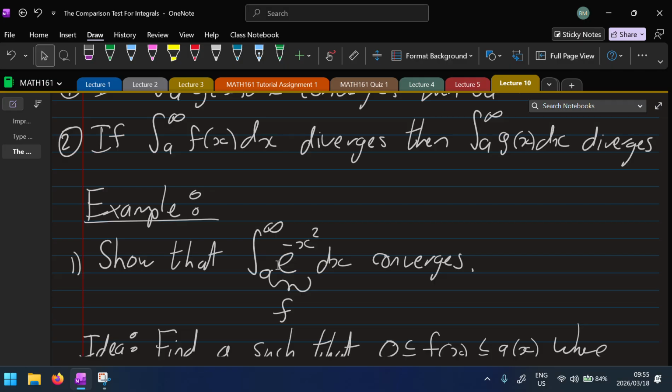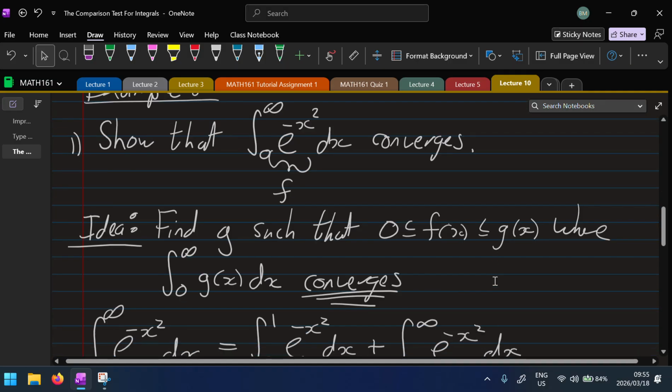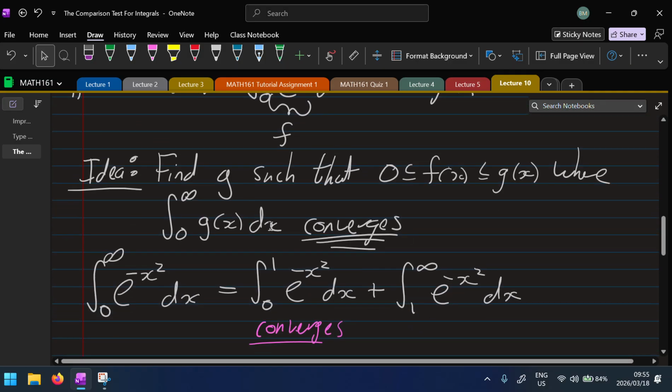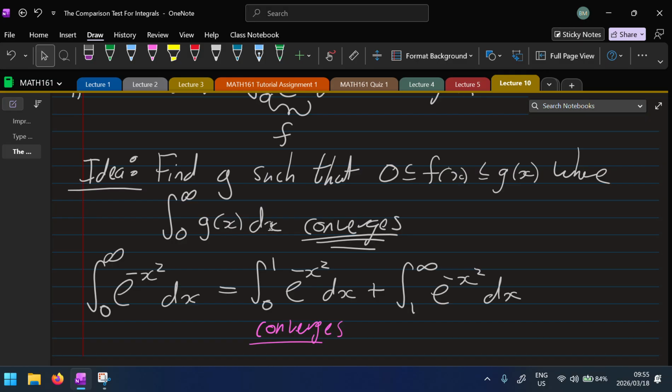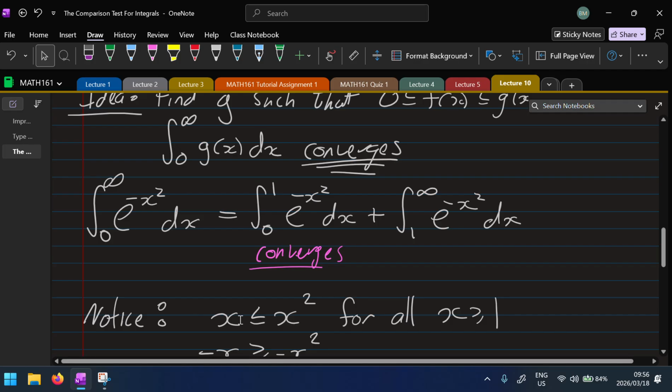So instead of doing that integral, we're going to look for a function g that's larger and does converge. We can show it converges. So we need to find something that is bigger than e to the minus x squared. How do we do that? Well, we start from the beginning. We know x is smaller than x squared. But this is not what we want. We want e to the minus x squared. So how do we get from here to here?